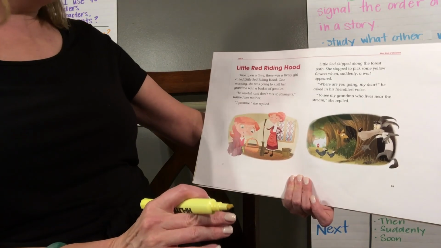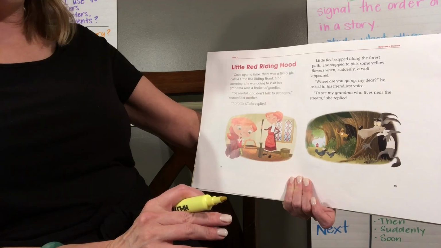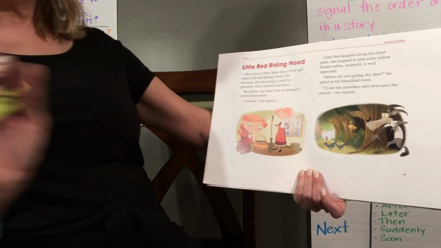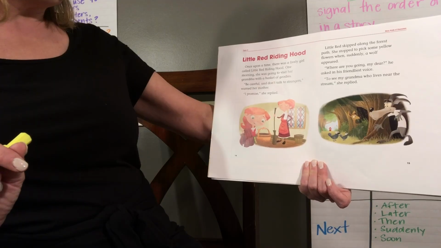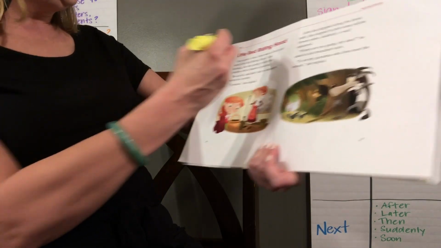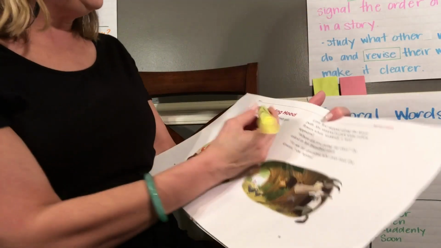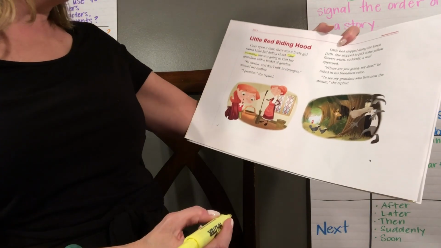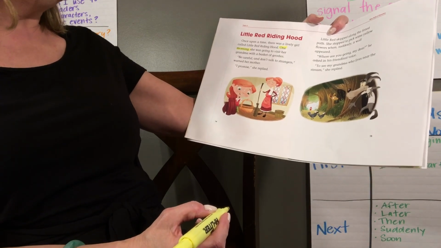Once upon a time, there was a lively girl called Little Red Riding Hood. One morning, she was going to... Oh, I see your hands raised. What temporal word did you hear? Yes, one morning. I'm going to highlight that because that tells us when it happened. One morning, she was going to visit her grandma with a basket of goodies.